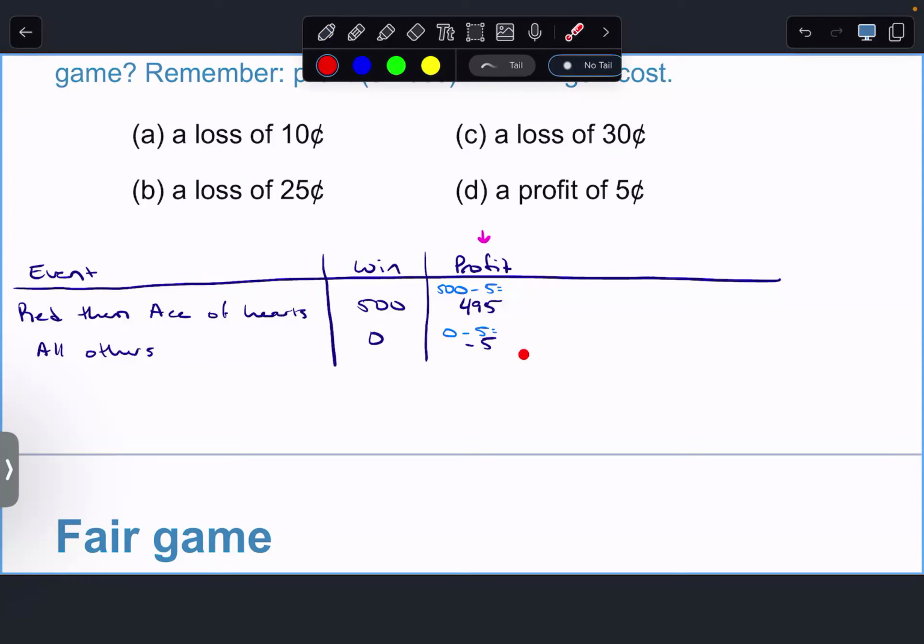But what's the next thing? We need the probability of each of these events, right? And so here we need the probability that X equals x. So the probability that this game yields a red, then an ace of hearts. Uh-oh, how are we going to find that probability?